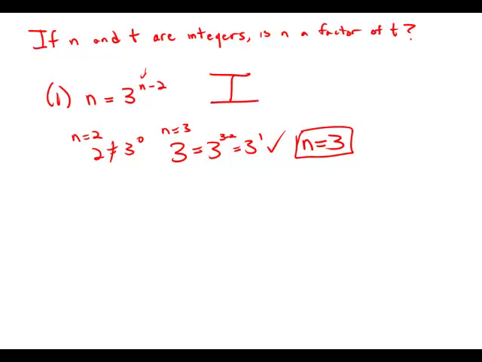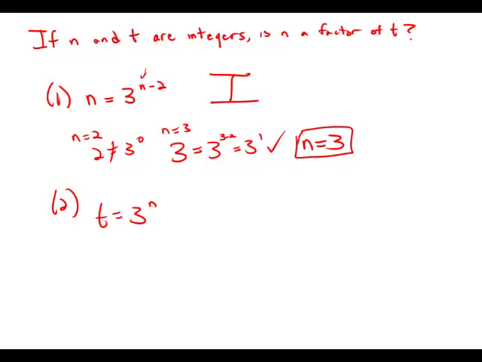So now we totally forget about statement number 1, and focus exclusively on statement number 2. Here we get t equals 3 to the n. And we want to know, is n a factor of t? Well, we know that t, if it equals an integer power of 3, is going to be divisible by 3 and lots of other numbers, the powers of 3.